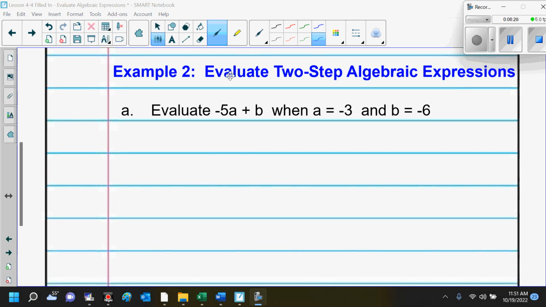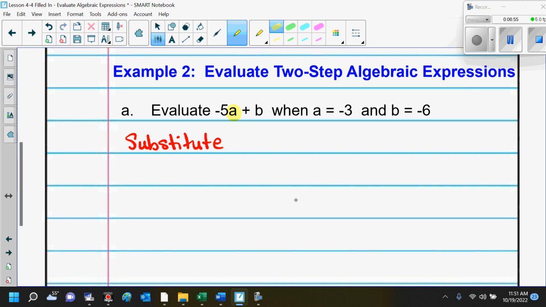So, example 2 is to evaluate two-step algebraic expressions. That first one was one step. Here's two step, which means we have two operations. So again, we're going to evaluate. The first thing we're going to do is substitute. Very good. Wherever there is an A, we're going to put in -3, and wherever there is a B, we're going to put in -6. Is everybody clear? All right, so let's substitute.